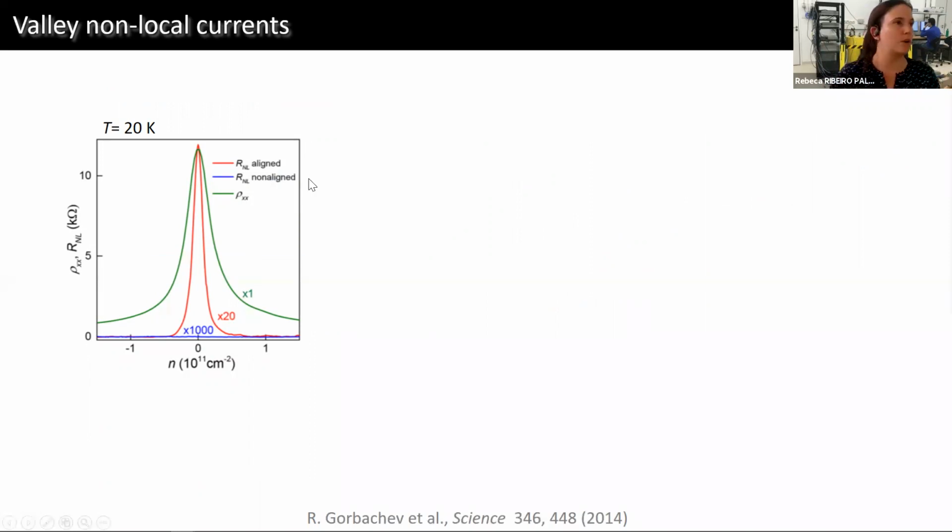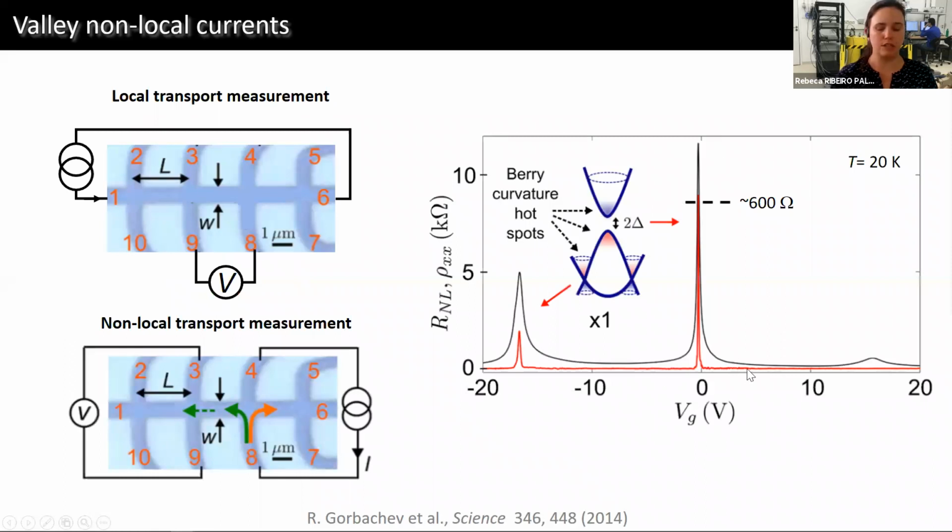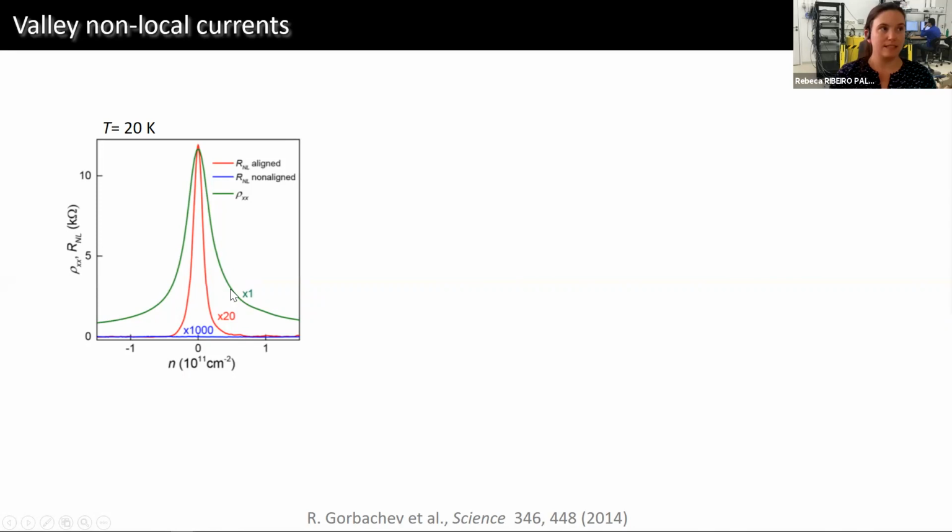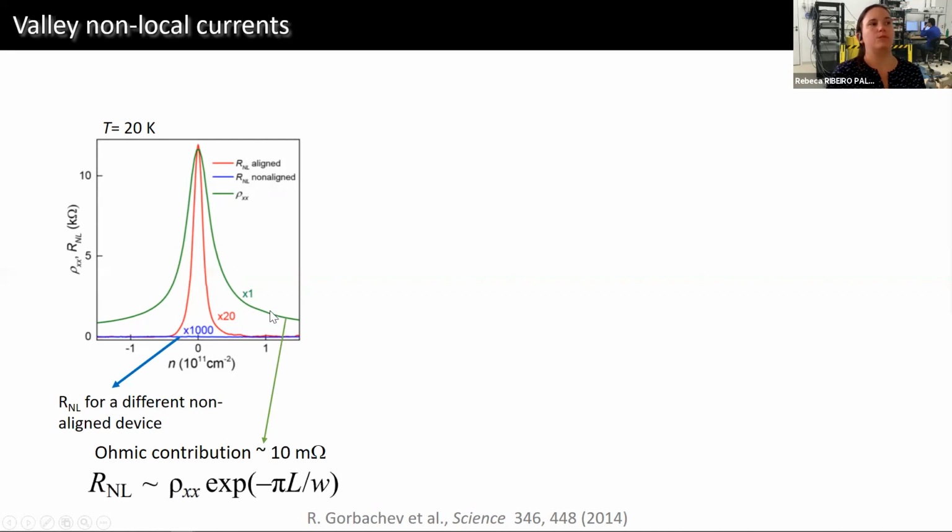If we have a closer look at the region of the charge neutrality point, we compare, for example, this local resistance in green. The red is the non-local resistance multiplied by 20, so 20 times the real value. And they compare directly with the non-local resistance of a non-aligned device. And of course, they also calculate what the ohmic contribution to this non-local resistance should be using just the van der Pauw relation, which is much smaller than the 600 ohms that I told you before. And well, they see a signal. This doesn't really explain if it's topological or not or what is happening here.